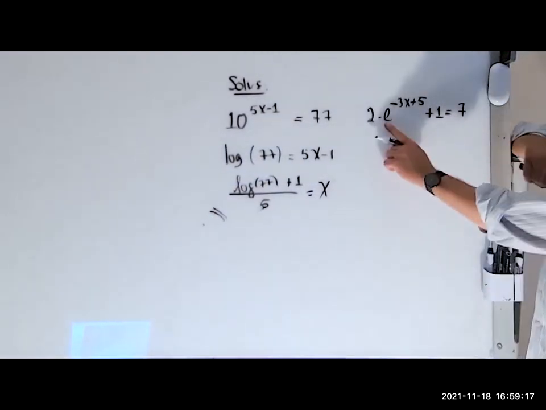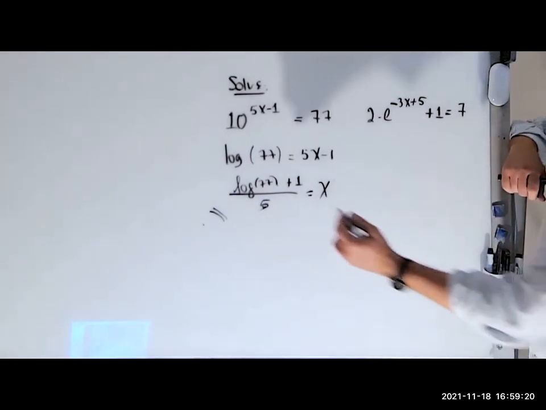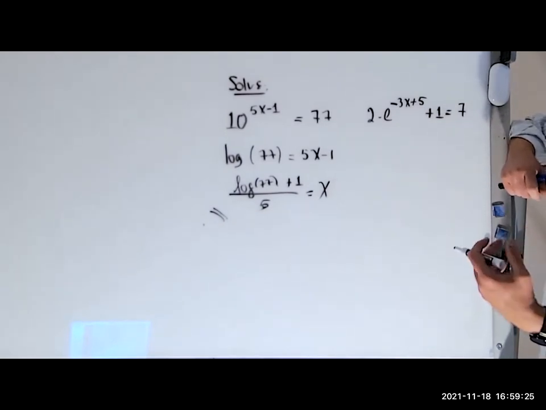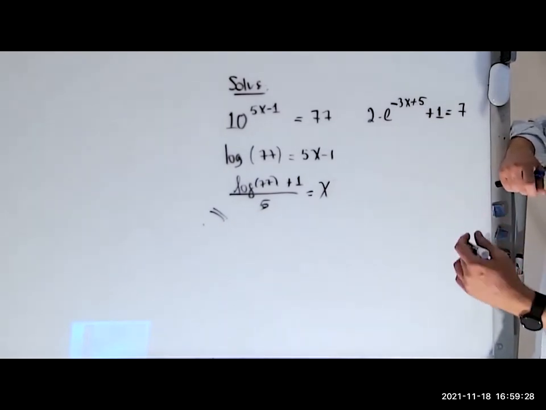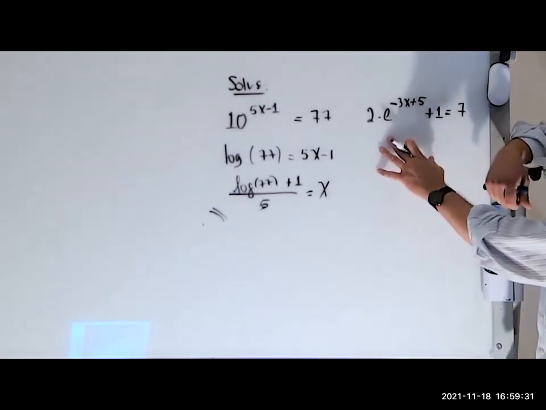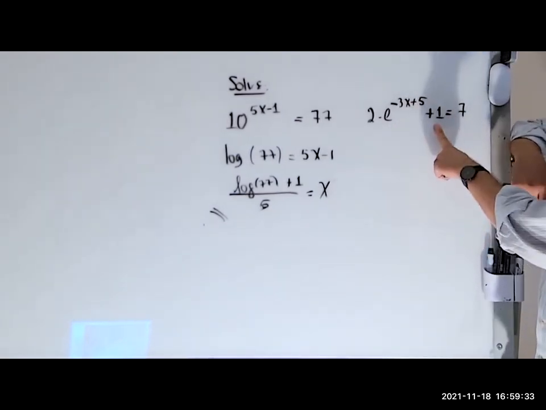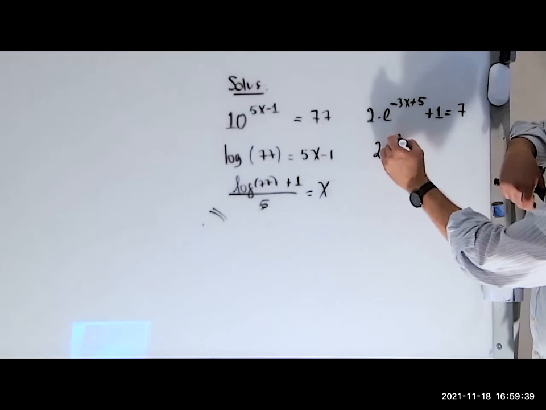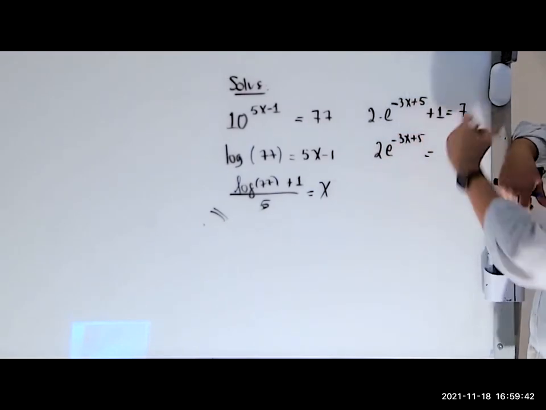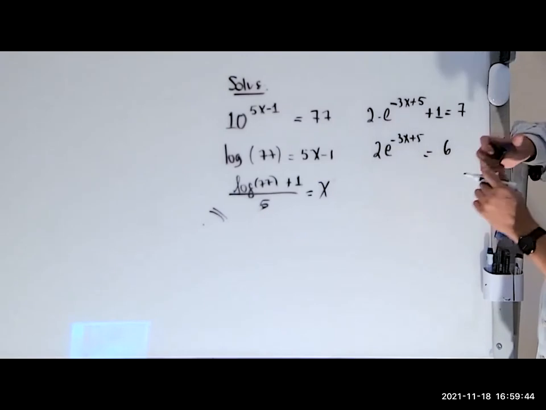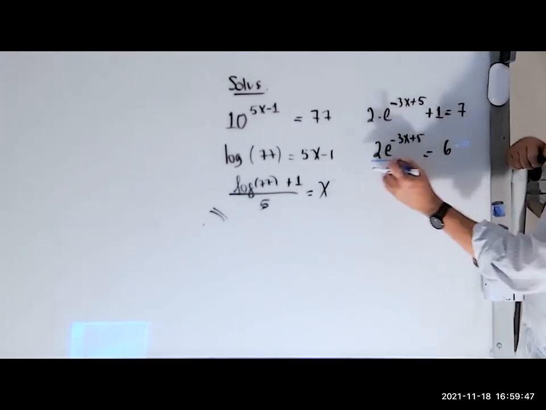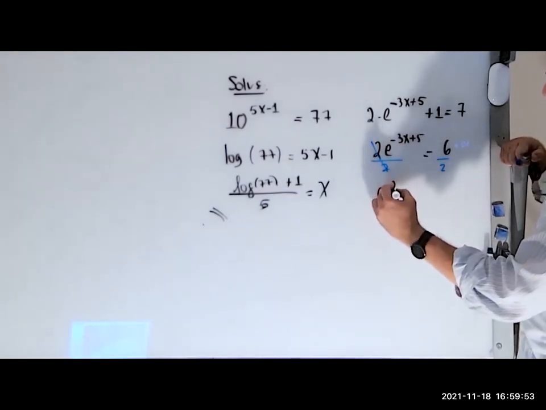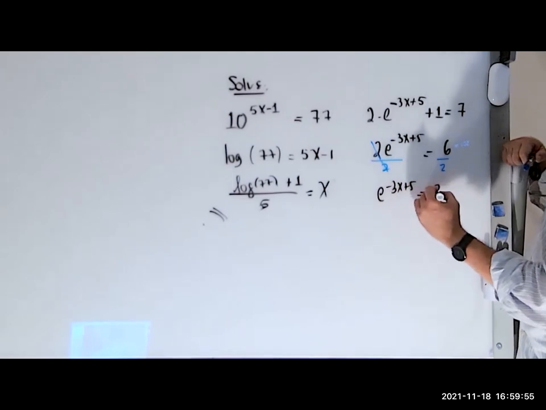Now this one, the base is e. So I don't use the common log, namely the log base 10. I use the natural log, which is the log base e. In other words, ln. But first of all, I need to clean it up a little bit. We might want to get rid of this 1. So it will be 2 times e to the negative 3x plus 5 equals 7 minus 1, that is 6. We may want to get rid of the 2 as well. So we divide by 2. So now I have e to the negative 3x plus 5 equals 3.